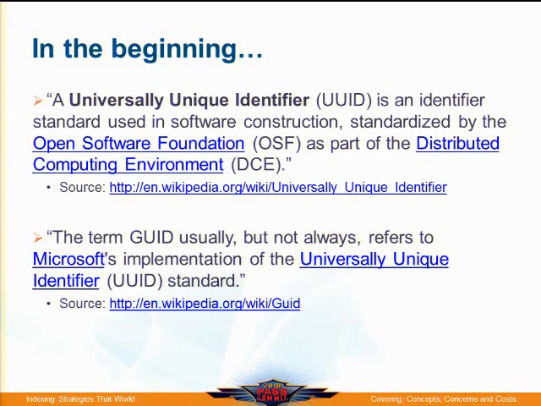UUIDs, which is really the generic and starting point for the Microsoft GUID, have been around for a while, and there's basically a standardized format for these. And the idea behind coming out with UUIDs and therefore GUIDs is that we can come up with a value programmatically without having to reconcile with a central authority.